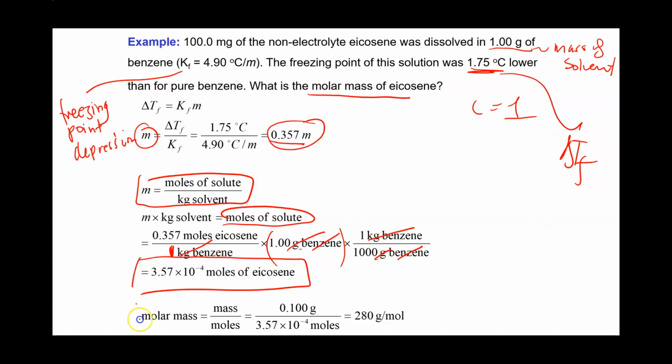To calculate the molar mass of a substance, I need two things. The molar mass is the mass over the number of moles, and sure enough, I have my number of grams of my substance there. It was 100 milligrams or 0.1 grams. So I've got 0.1 grams of eicosene, and that is equivalent to 3.57 times 10 to the minus 4 moles. So 0.1 divided by 3.57 times 10 to the minus 4 tells me that the molar mass of eicosene is 280 grams per mole. You need to be able to do this.